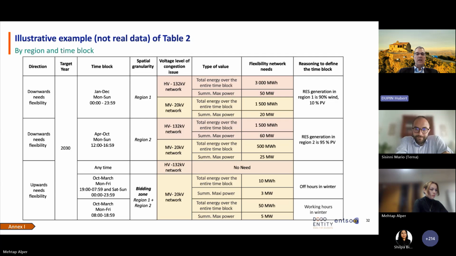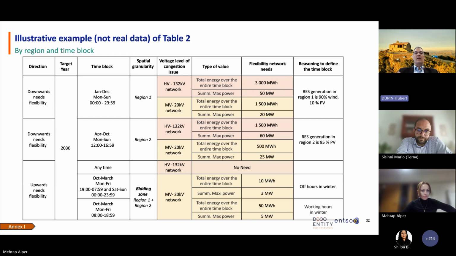And yes, if you look at the upward flexibility needs, we can say, yes, we have some issues in wintertime throughout the week, from Monday through Friday from 7 p.m. to 8 a.m. and on Saturday and Sunday throughout the day. It can be some different time blocks.